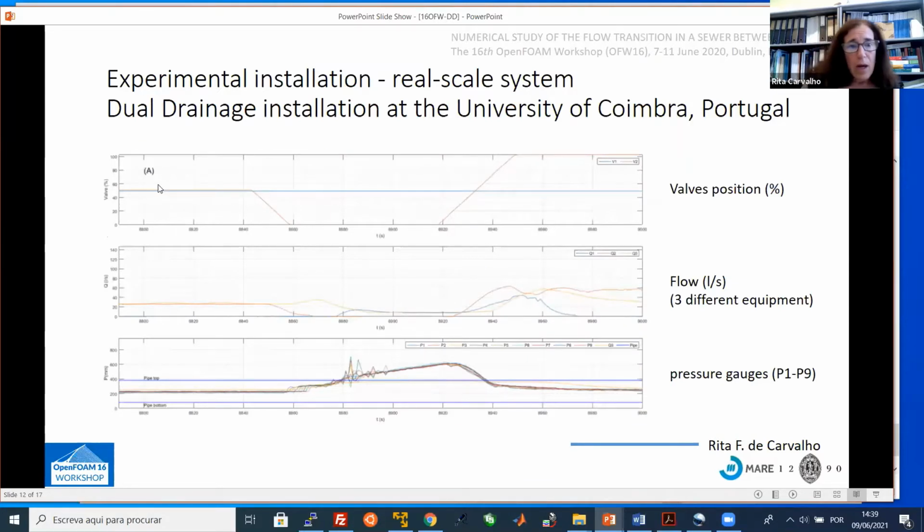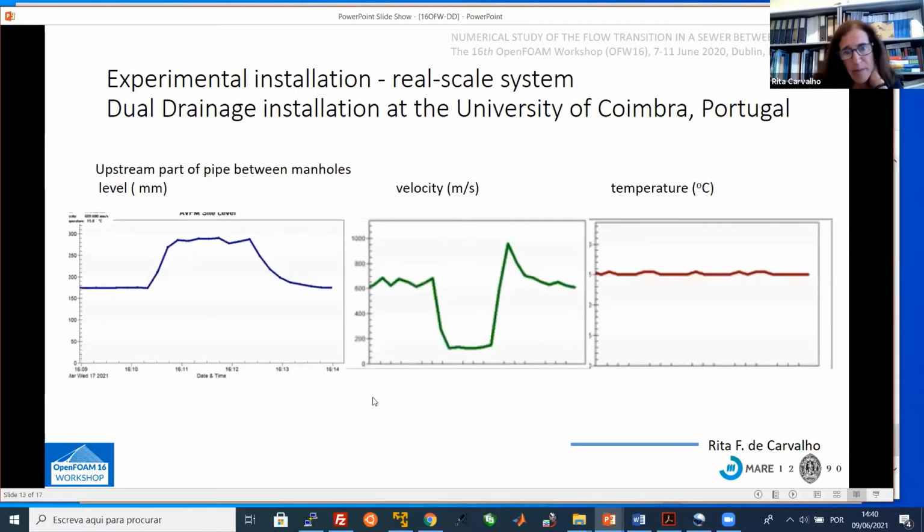Okay, so with all the equipment, we can monitor the valve. We have the position here, and if the valve is 50% open, we can close it in less than 10 seconds, and we can also operate it in more than 10 seconds. These are the discharge flow meters localized in different positions, and these are the 8 pressure gauges in the pipe, and we have some perturbation here.